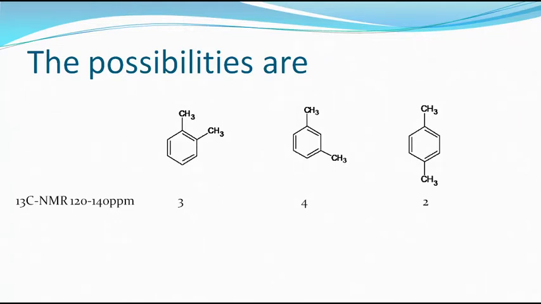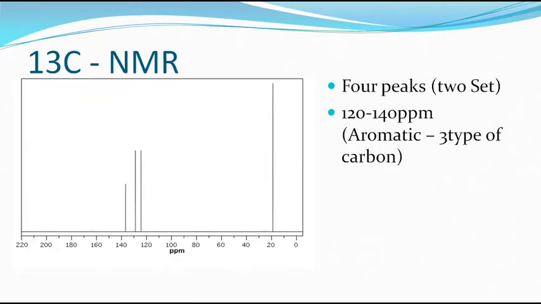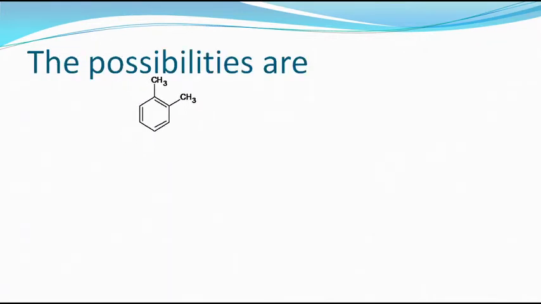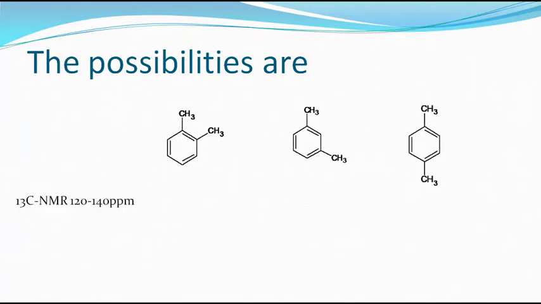What was the C13 NMR we saw? We got 3 signals in this region. When there are 3 signals, it is this one, and therefore the compound is orthoxylene.